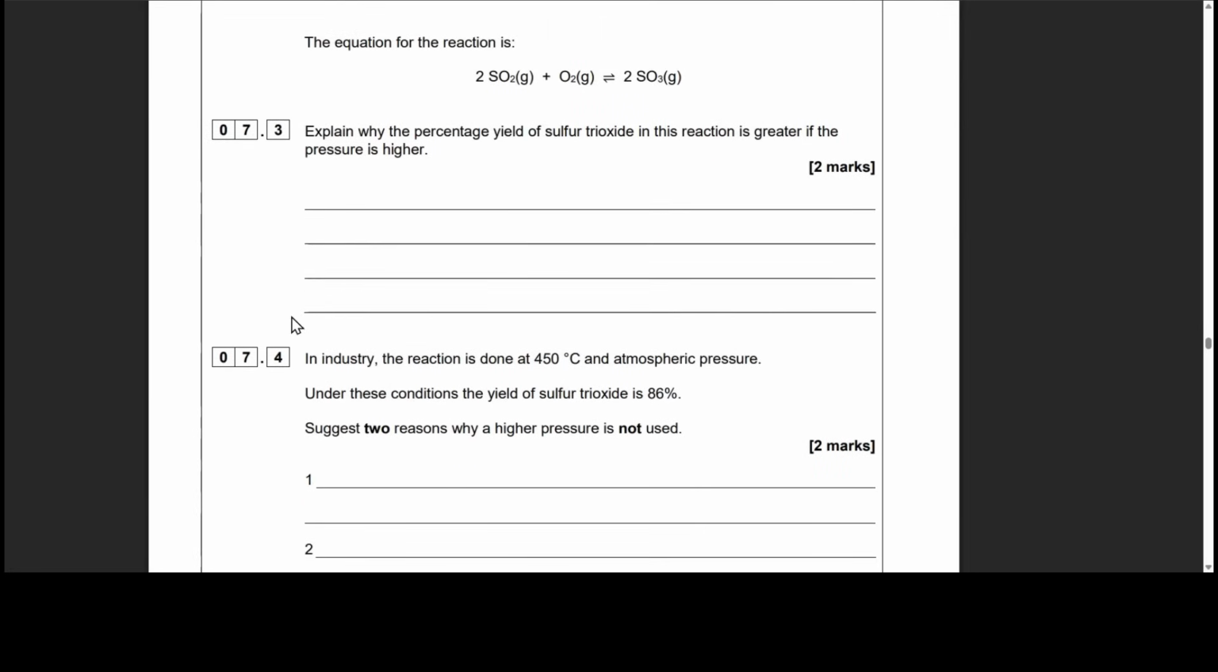Right, here's the equation for the reaction. Two sulfur dioxide molecules in gaseous form plus oxygen gaseous, reversible symbol, two sulfur trioxide gaseous. Explain why the percentage yield of sulfur trioxide in this reaction is greater if the pressure is higher.